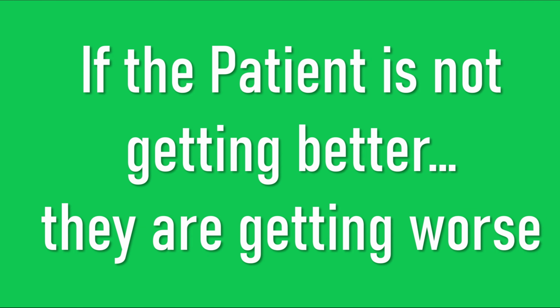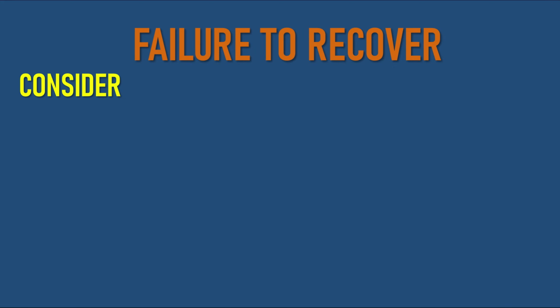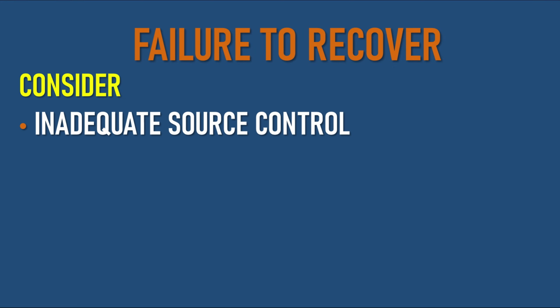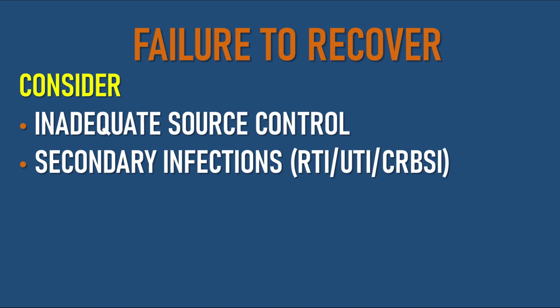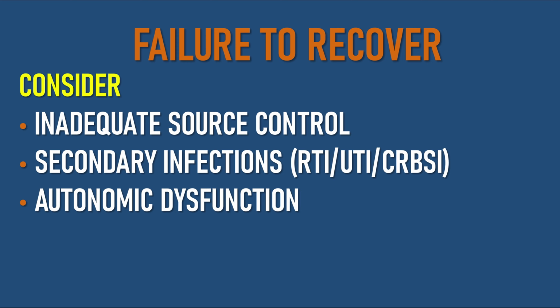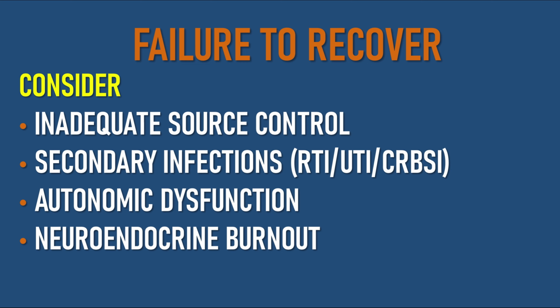Step 10. If the patient is not getting better, they are getting worse. Failure to recover should require you to consider inadequate source control, secondary infections such as respiratory tract infection, urinary tract infection, catheter-related bloodstream infections. Look for evidence of autonomic dysfunction. If a patient has been lying in a bed for 2 or 3 days, their autonomic nervous system may become haywired, and it's often extremely difficult to treat. Should also consider neuroendocrine burnout and look at the various different endocrine systems. Consider using corticosteroids late in critical illness if you're having trouble getting patients off vasopressors.